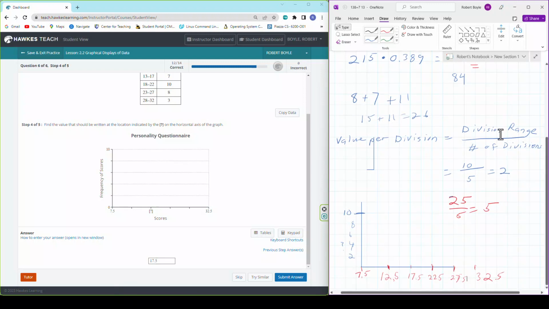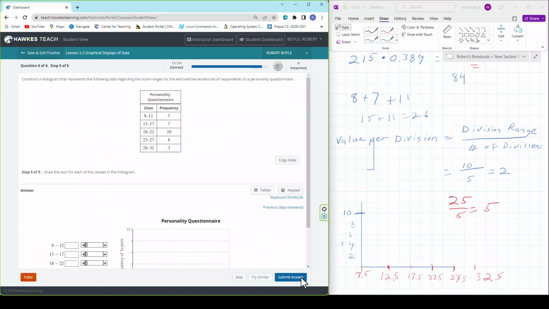Basically, find your division range and divide it by the number of divisions. That will give you the incremental value per division. And then this is going to be 7.5 plus the division value, plus the division value, and so forth.